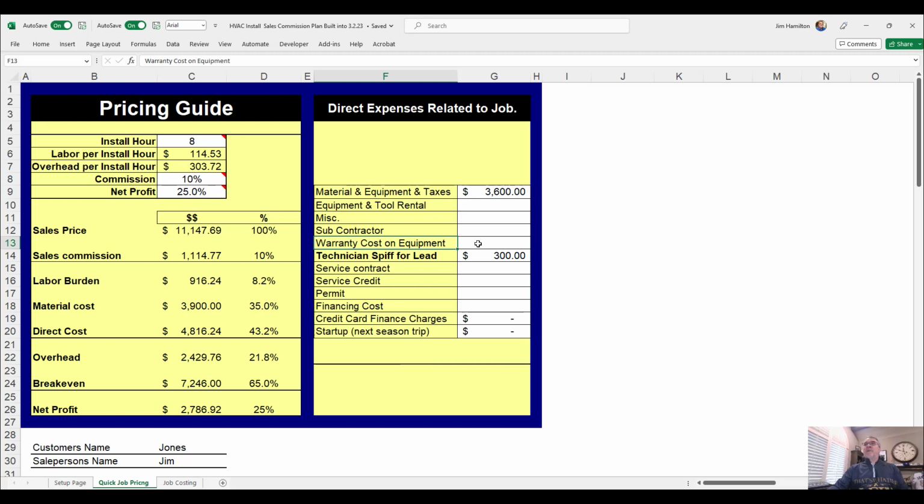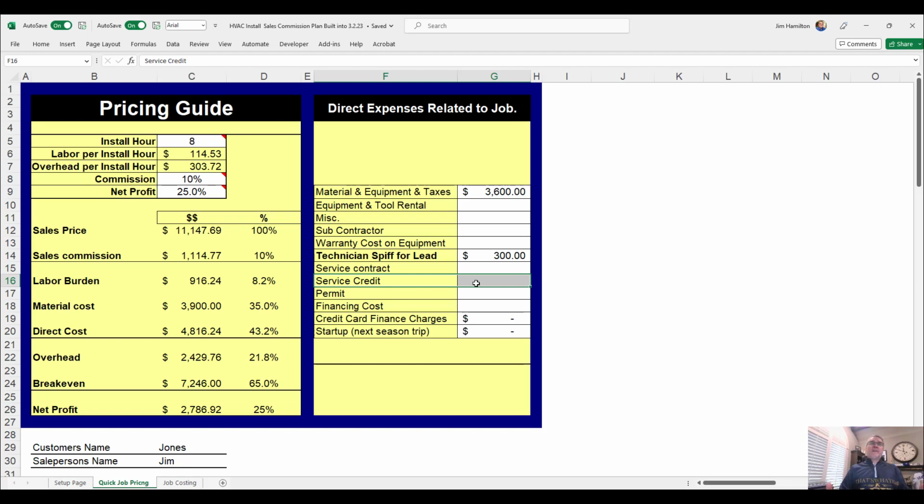Warranty cost on the equipment. Did they buy the extended warranty? We need to know what that is. What's the technician spiff lead going to be? $300. Service contract. You're going to add a service contract to it. What's the cost of that? Does the customer have a service credit with it? In other words, did we go out there and repair something for the customer?